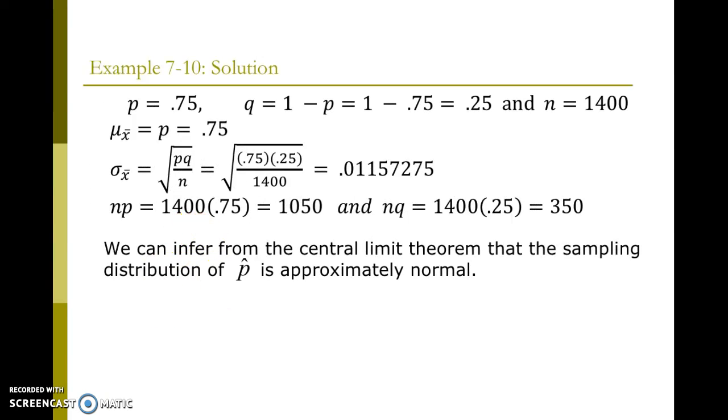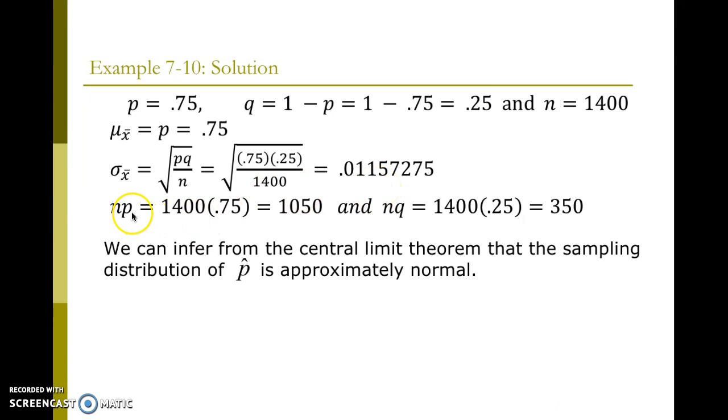So the first thing we do is think about what we know. We know p is 0.75, which means q is 0.25. Our sample size is 1,400. Again, we know that the mean of p hat is equal to p, which is 0.75. And the standard deviation of p hat, not x bar, is this formula, which would be calculated in this way and give us this value.